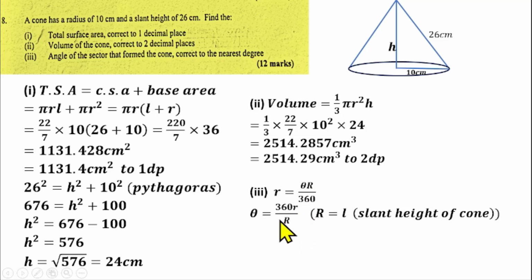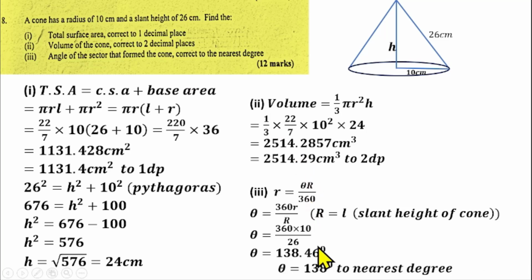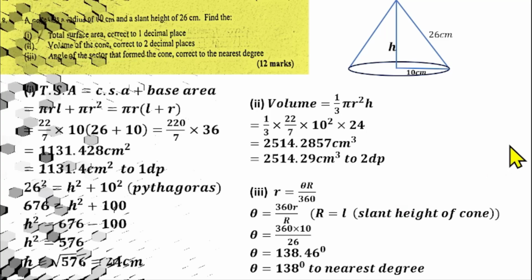But we know that the radius of the sector is the same thing as the slant height of the cone. So if you substitute that into this formula, we have theta equals 360 times the radius of the cone, which is 10, over big R, which is the slant height of the cone, which is 26. If you simplify that further, that will give us 138.46 degrees. To the nearest degree, that will give us 139 degrees. So that's the solution for question number 8.